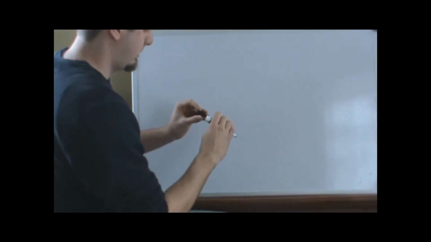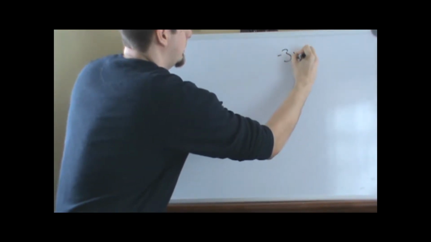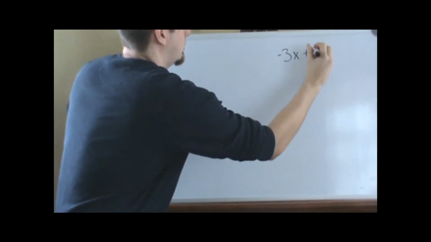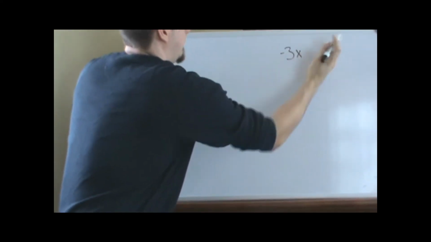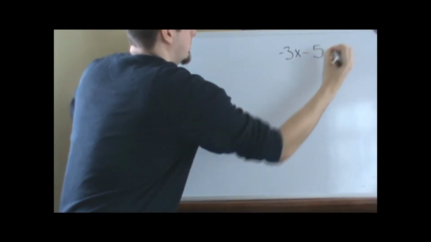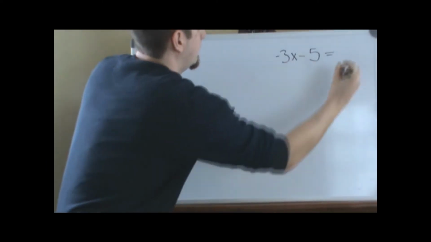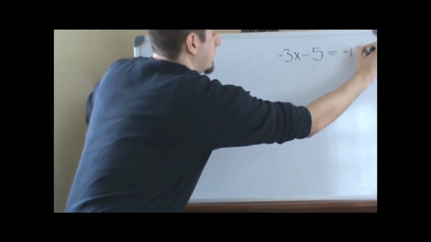Okay, and one last example before we end the video. We'll do a negative 3x minus 5 equals negative 17.